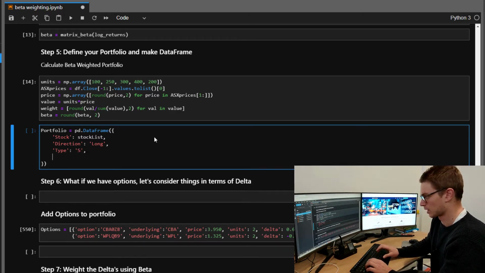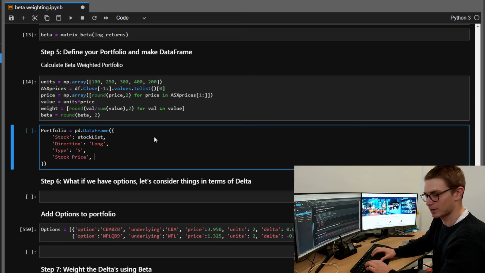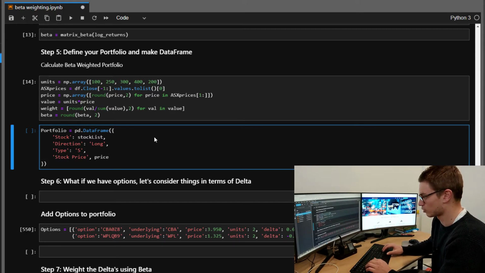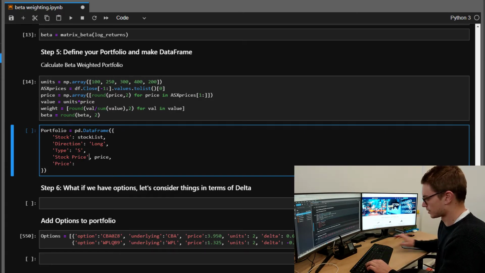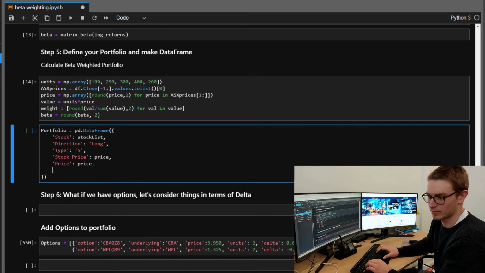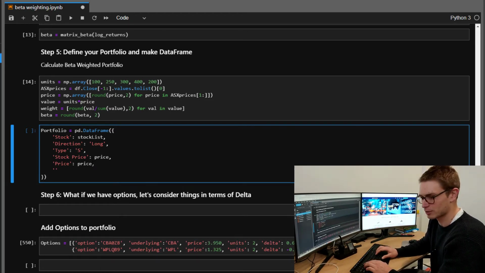I want to define the stock price, and that's actually going to be different to the product price. So we're going to call that the stock price as price, and we're going to have the actual asset price, which could be different, as the price of the instrument. Now, why am I separating those two? Because I'm going to add options into this portfolio. So you'll see that there's a difference between obviously the underlying price and the price of the instrument you're buying.